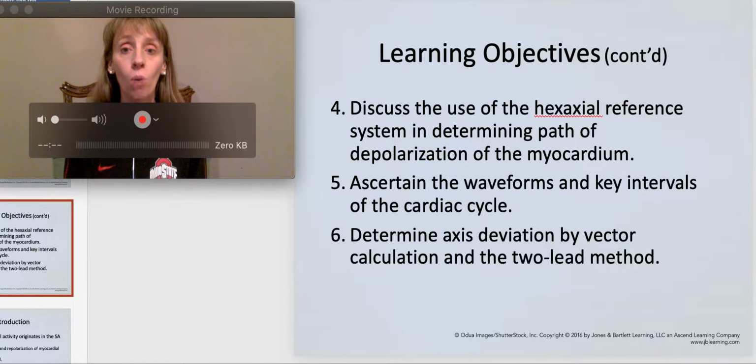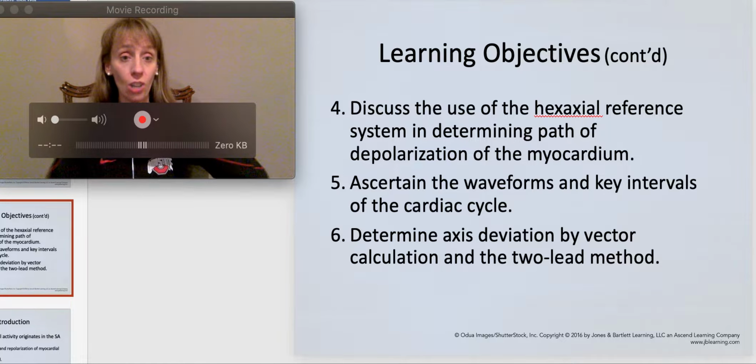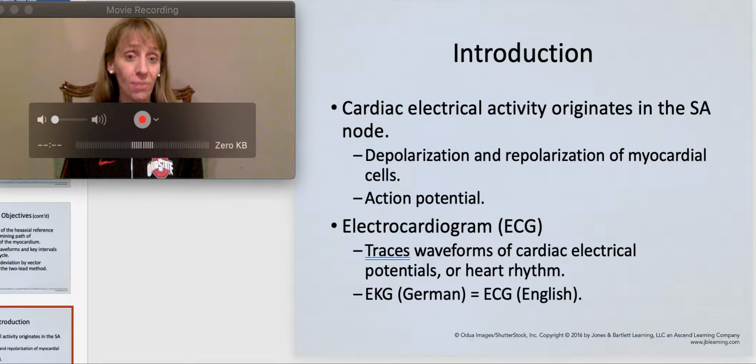We'll talk about something called the hexaxle reference system, and at first glance it can look intimidating, but I do feel like it's an image that you're probably going to want to bookmark in your textbook because it serves as a very good reference point, as it states, hexaxle reference system, at understanding the leads and where in the heart those leads are giving us that nice view from. We'll go through each of the waveforms, what their timing should be, both in millimeters and in seconds, and determine what we call axis deviation. So it's a lot of stuff.